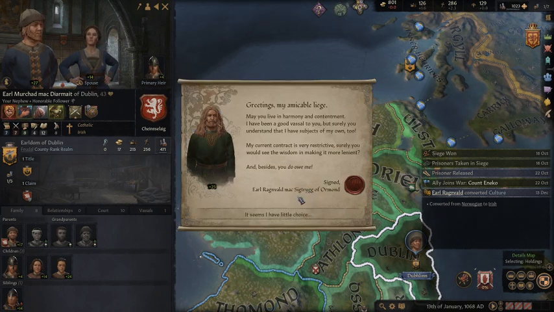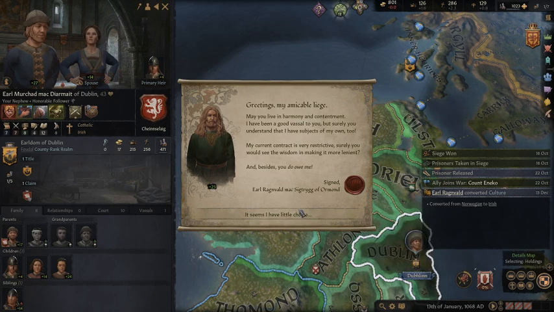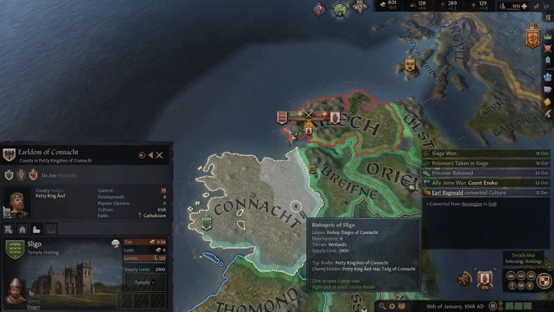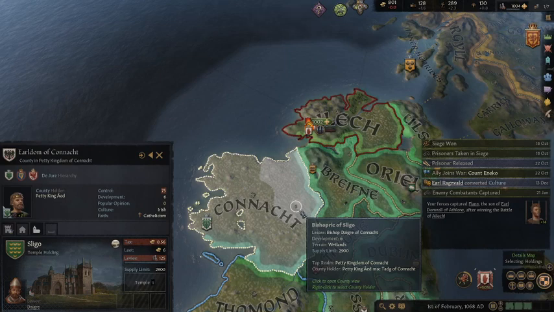Greetings, my amicable liege. May you live in harmony and contentment. I've been a good vassal to you, but surely you understand that I have subjects of my own. My current contract is very restrictive. Surely you would see the wisdom of making it more lenient. Oh, okay, so he immediately uses his weak hook to lower his taxes. Yeah, there goes pretty much our entire army. So now I've just gotta do the siege.